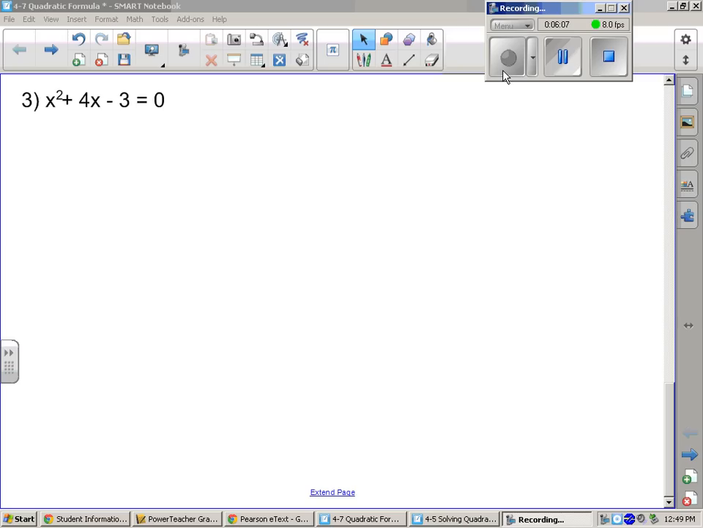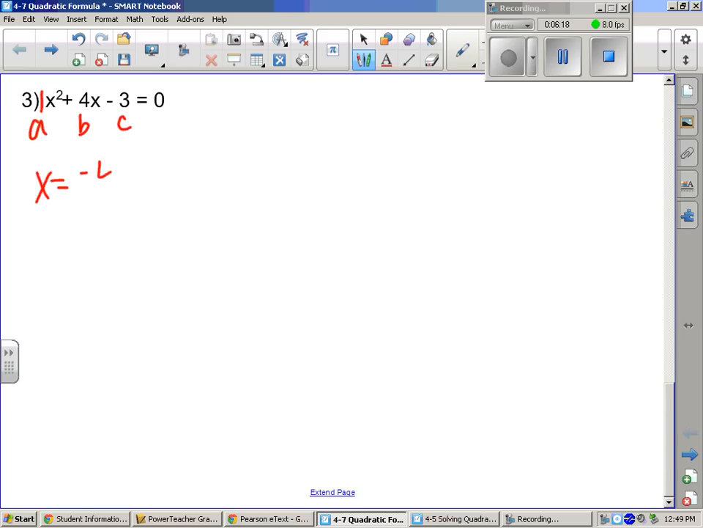Yep. Let's try one more of those. And this is not necessarily a no real solutions. It's already in standard form. The A is actually 1, B is 4, C is negative 3. Plug it in. X equals opposite of B plus or minus the square root of B squared, so 16 again, minus 4 times A times C, all divided by 2 times A.